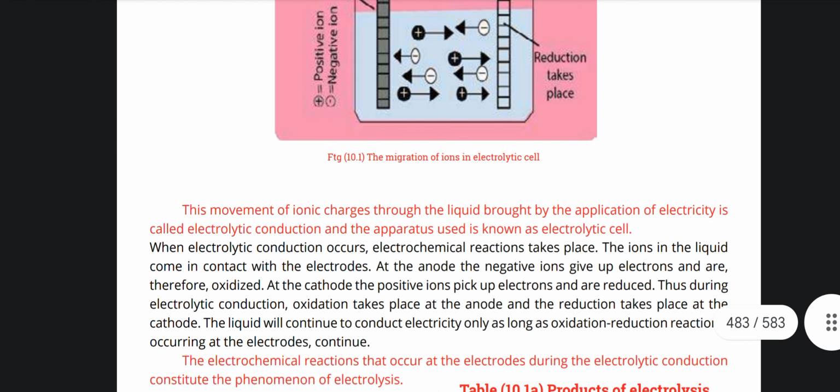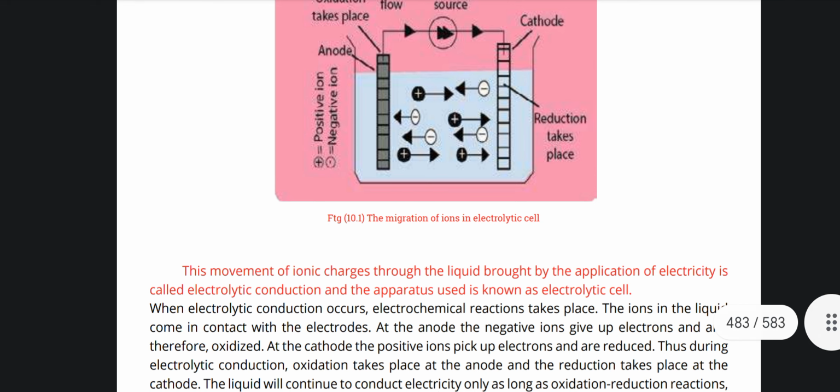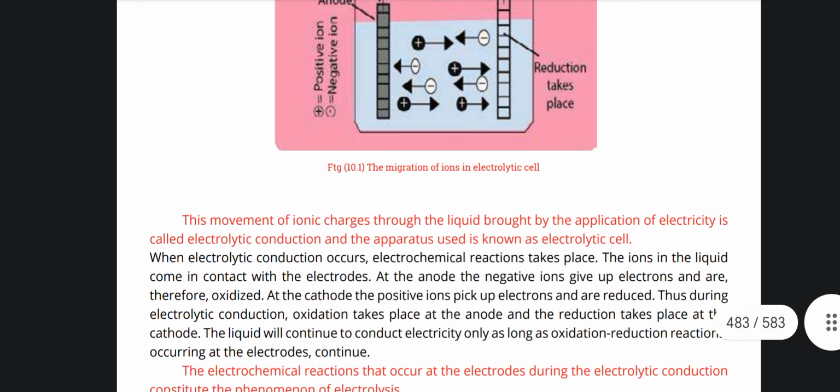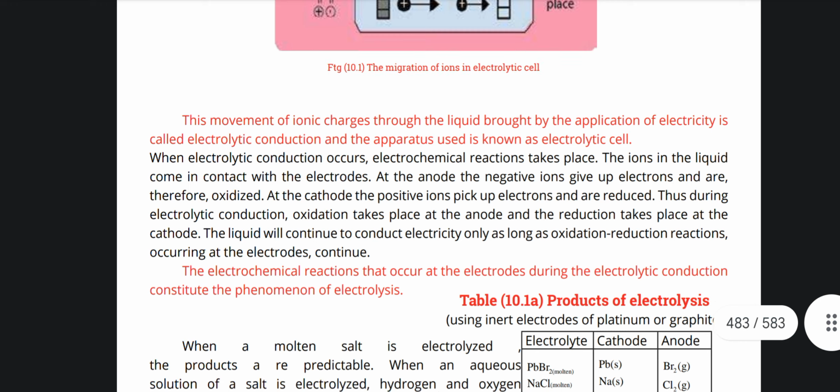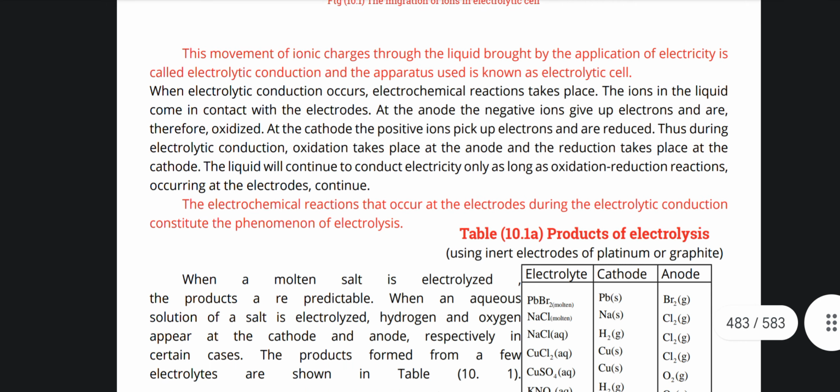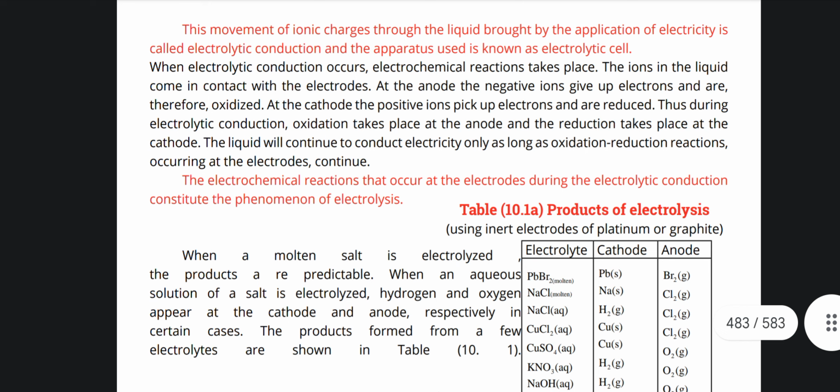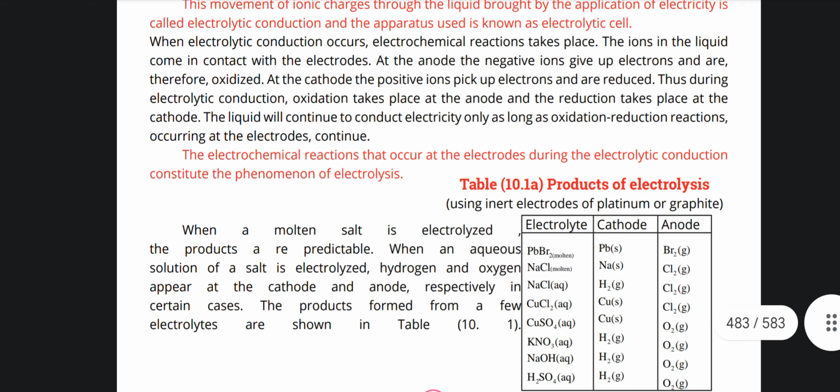The movement of ionic charges through the liquid, brought about by the application of electricity, is called electrolytic conduction, and the apparatus used is known as the electrolytic cell. When electrolytic conduction occurs, electrochemical reactions take place as the ions in the liquid come in contact with the electrodes. At the anode, the negative ions give up electrons and are therefore oxidized, and at the cathode, the positive ions pick up electrons and are reduced. Thus, during electrolytic conduction, oxidation takes place at the anode and reduction takes place at the cathode.